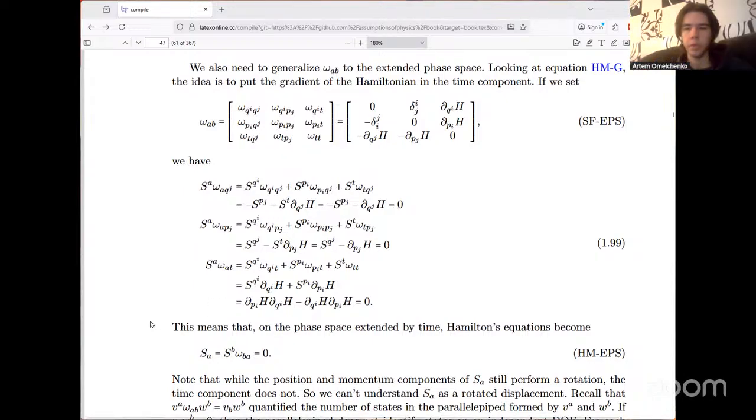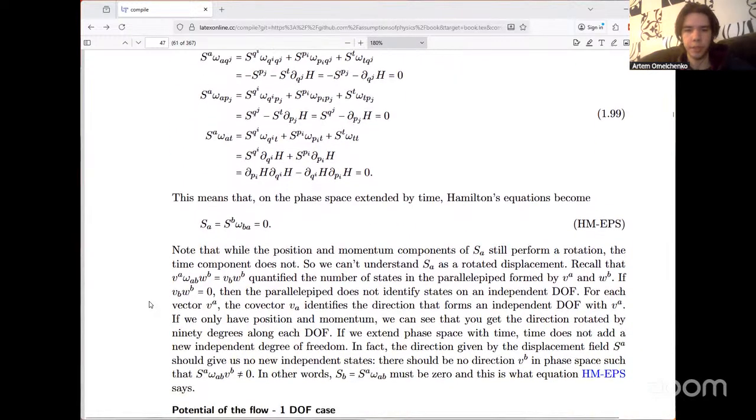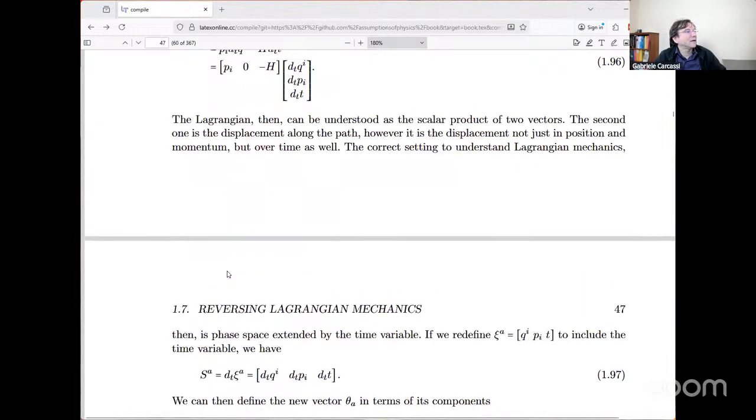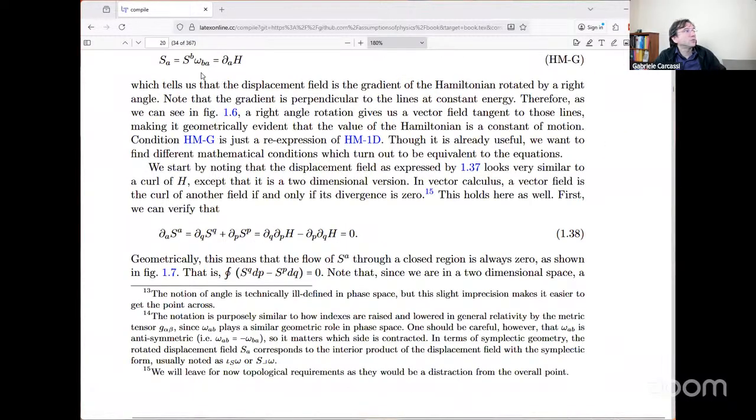Okay. This means that on the phase space extended by time, Hamilton's equation become: when we contract the displacement field with the symplectic form, we get 0. And you can see, if we go back here, this is what we had before. This is the time component. So now you put this on the other side and you imagine this whole thing is equal to 0. You're basically saying the time component and the other parts are put together.